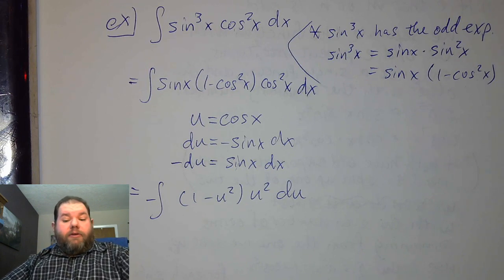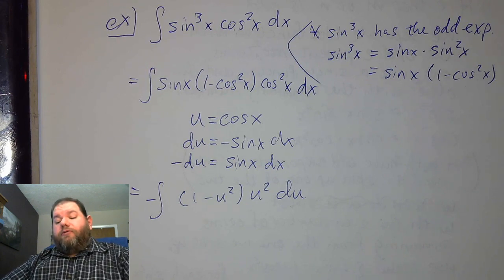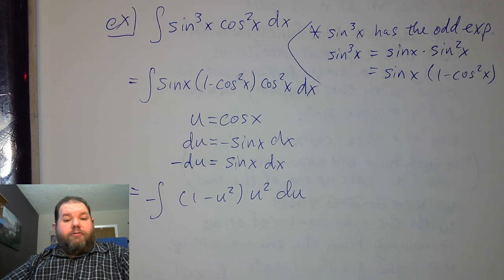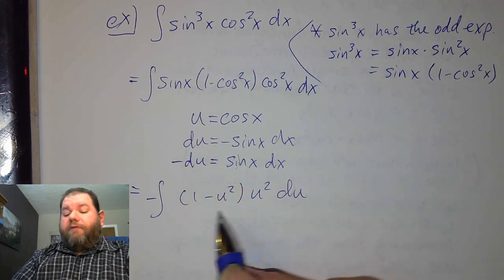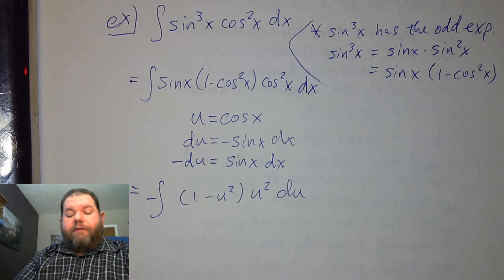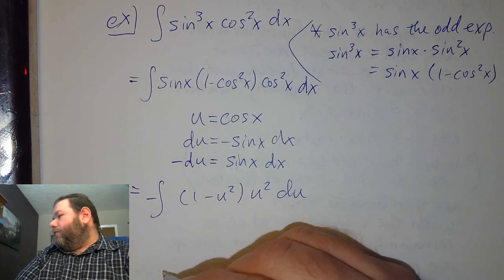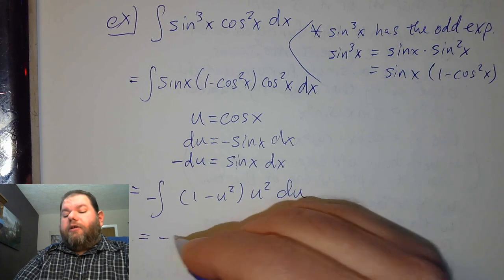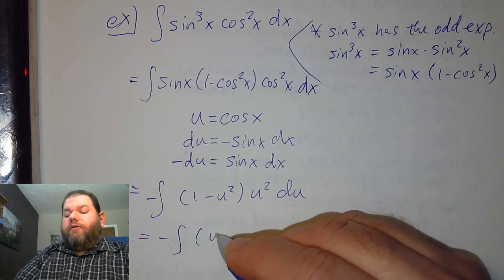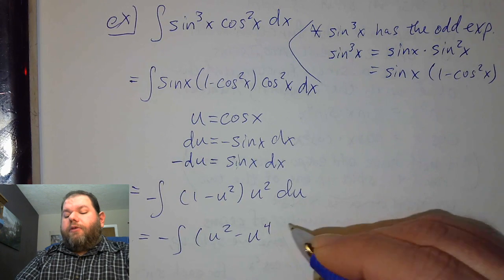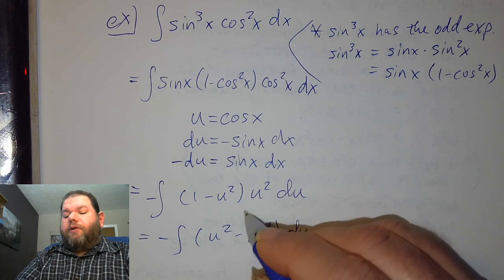So by that substitution, we're actually able to change the integral into a polynomial. We will have to go ahead and multiply out whatever we have left over at this stage. And for instance, here we'll have u squared minus u to the 4th du after we distribute.